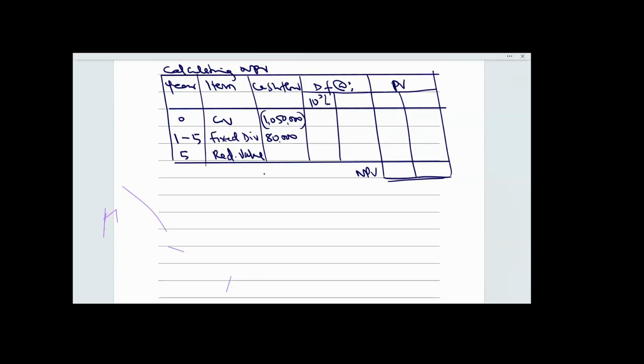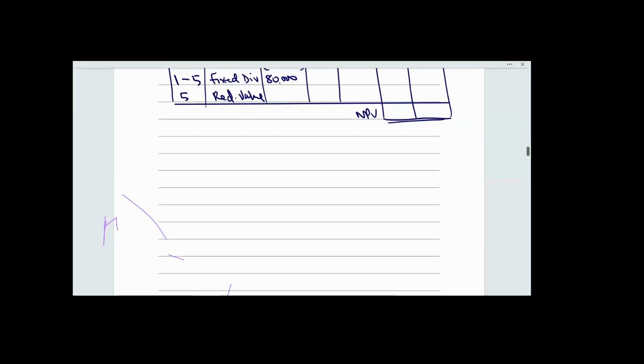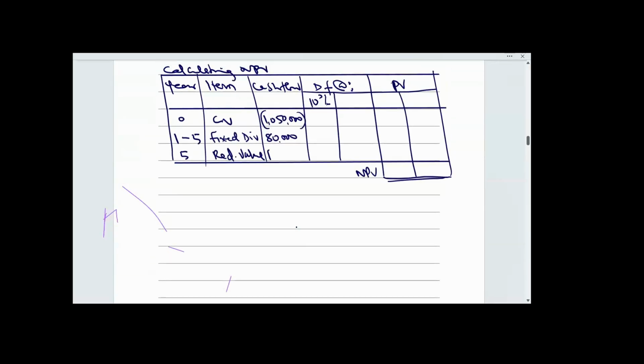Then at the final year, this preference share will be redeemed at par. According to the question, it will be redeemed at par in 5 years' time. So at year 5, the nominal value is 1 million naira. That's the par value, so I will come here with 1 million. Please, like I said, if I'm too fast, let me know so that I can lower the tempo. You need to understand.